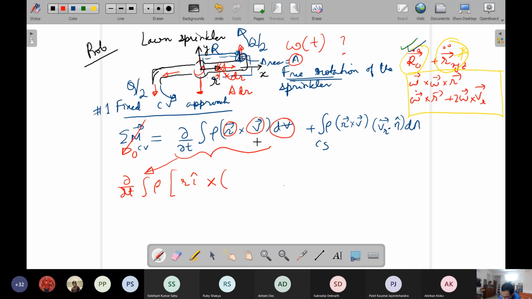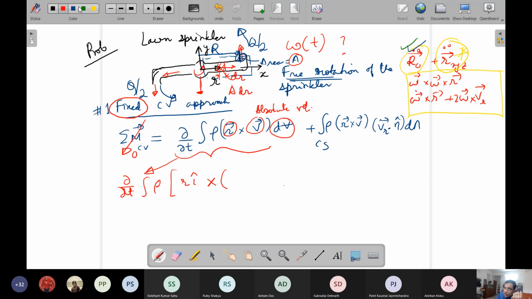Now what is this V? This V is the absolute velocity of the fluid. This is a conceptual thing that you have to keep in mind. Why is this the absolute velocity of the fluid? This is because you are having a fixed control volume approach. So if this is the absolute velocity of the fluid, it is nothing but the velocity of the fluid relative to the sprinkler plus the velocity of the sprinkler because of its angular motion.